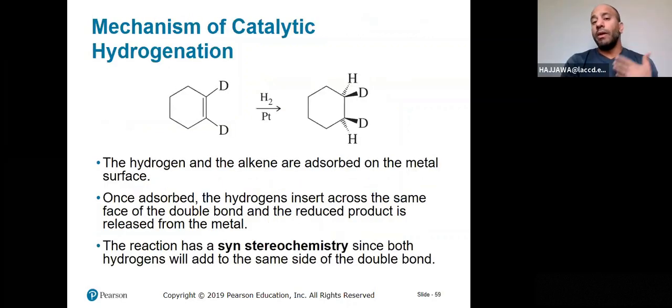Here is basically a deuterium-containing compound to prove that the two hydrogens are added syn. So the two deuteriums are attached on the same face. You could prove that once the two hydrogens are added, they could form the one that's up or down. The two structures are not enantiomers due to the fact that there is a plane of symmetry here. So the syn stereochemistry is important to keep in mind when you do catalytic hydrogenation of alkenes.